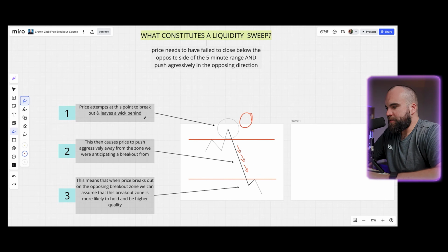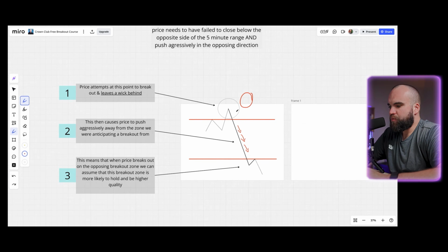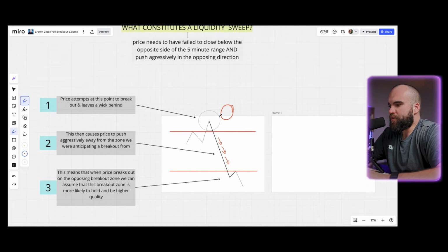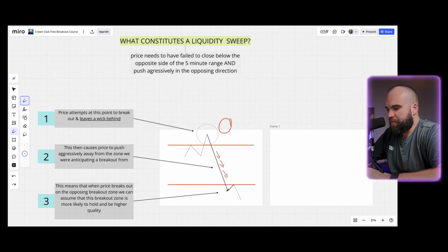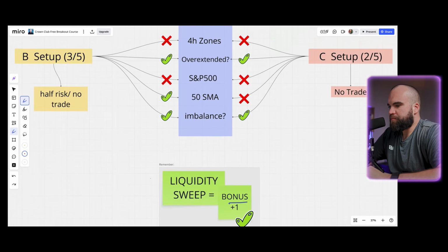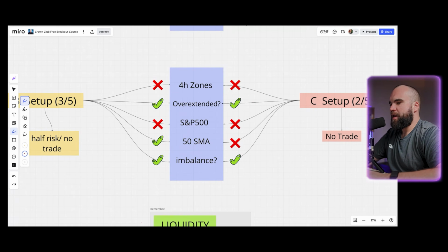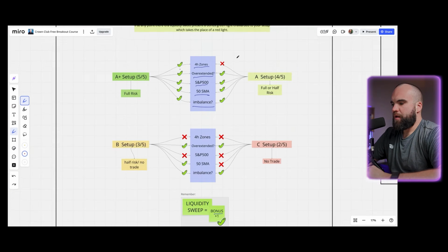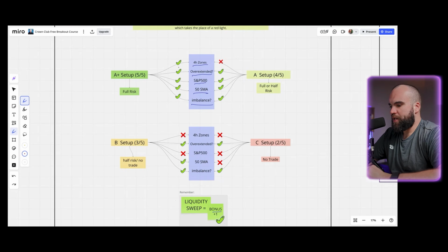Now, if price attempts at this point to break out and leaves a wick behind, but it does not break and close, it must break and close for my strategy, and pushes aggressively in the opposite direction, that is a liquidity sweep, which makes it super highly probable when it breaks out on the other side. Okay, and if that occurs in my breakout strategy, it then adds an extra point. Those of you who have gone through all of my education already, you will understand exactly how this works.